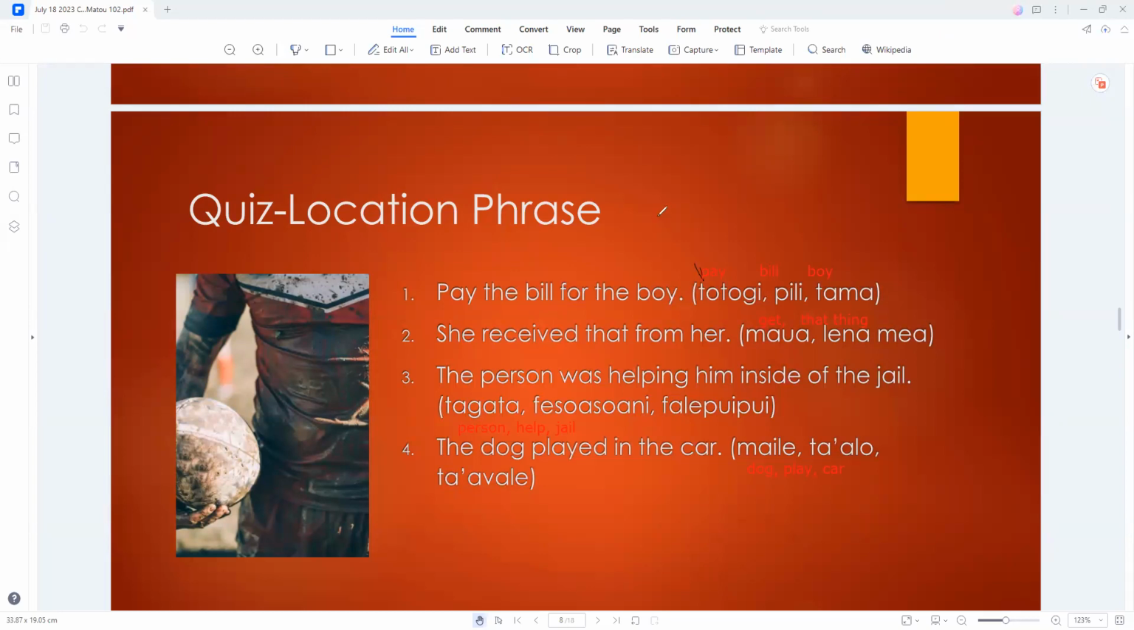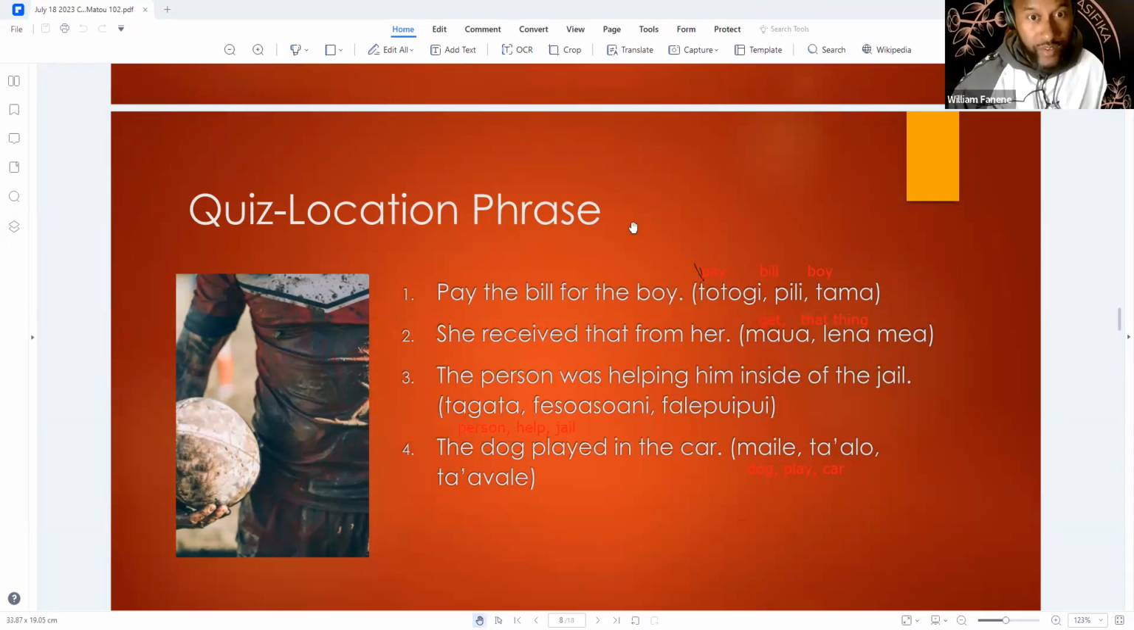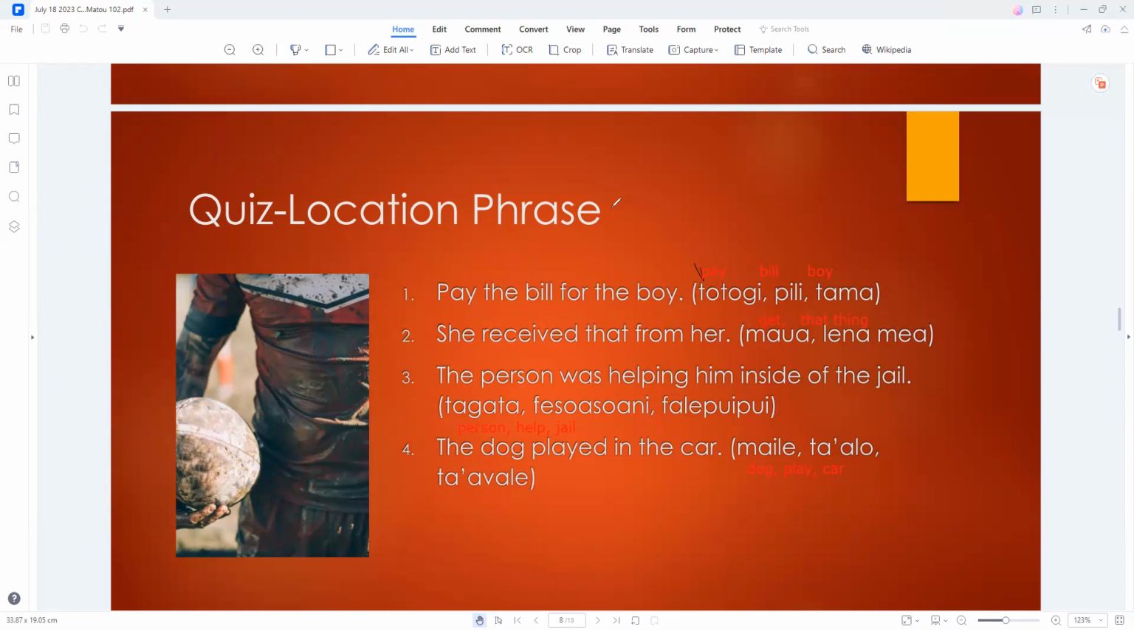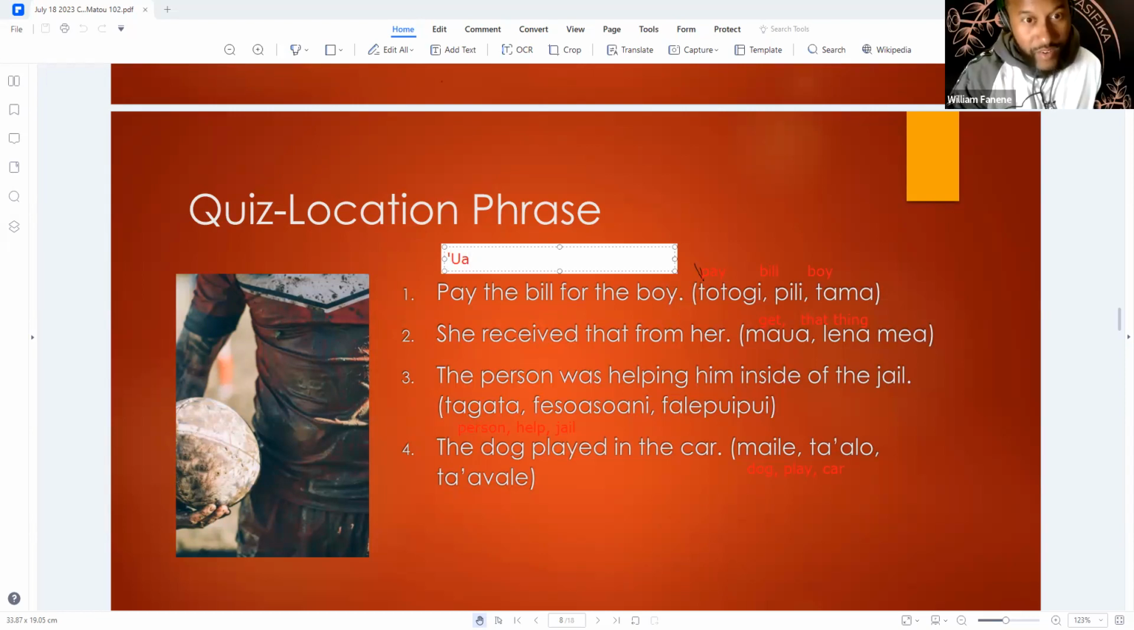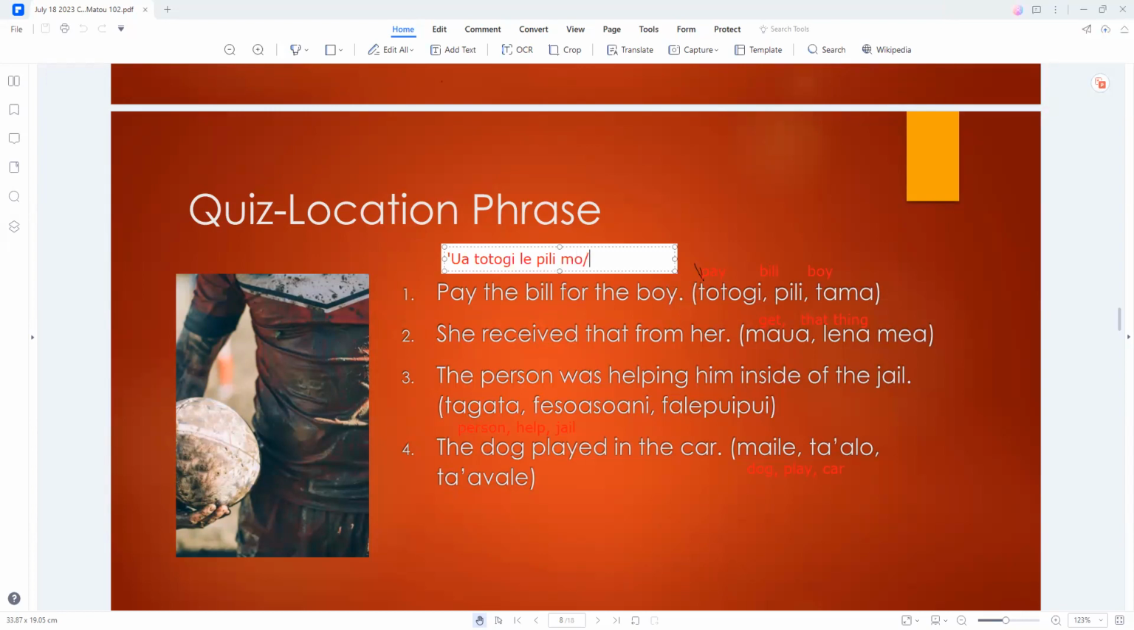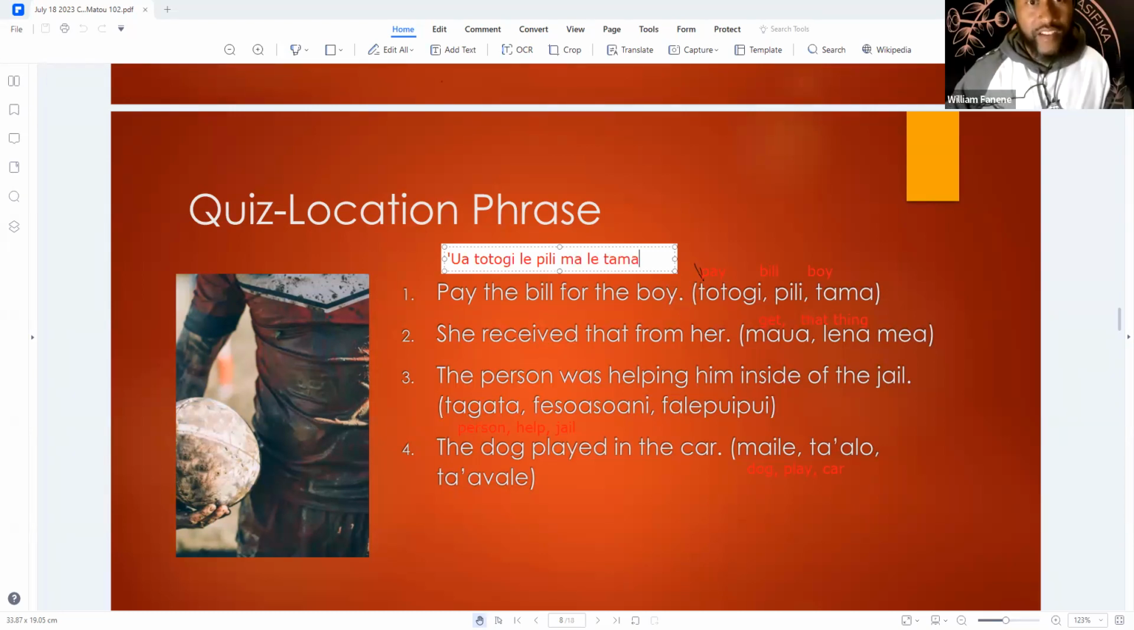I could try the first one. Sure. O totongi le pili. Would it be ma le tama or mo le tama? I'm not sure. Okay. Ua totongi le pili, and then you said... I wasn't sure, but I said ma le tama. Okay, ma le tama. Great. I'm glad you said it like that.